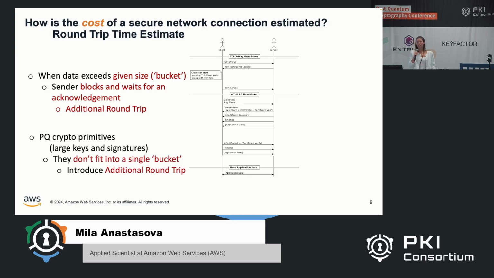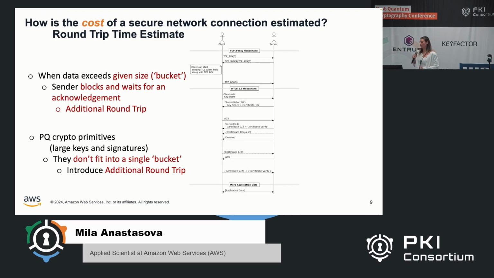This is indeed the case of post-quantum crypto primitives. We know that they feature large key and signature sizes. Therefore, post-quantum elements, in particular post-quantum certificates, are not able to fit into a single bucket and therefore are going to introduce an additional round trip.